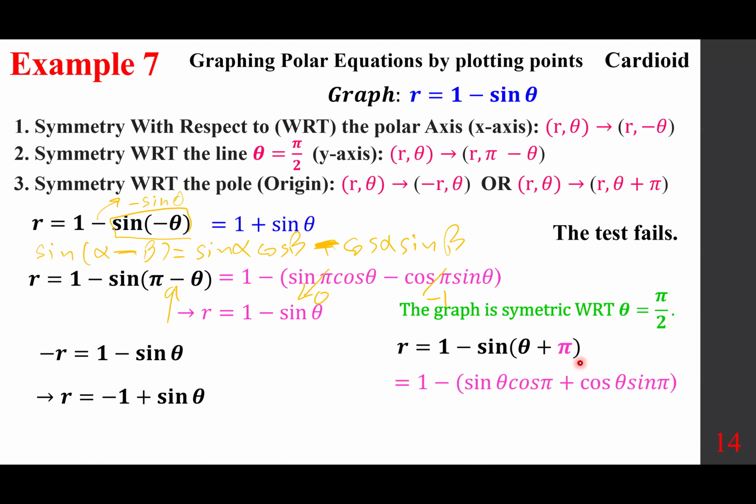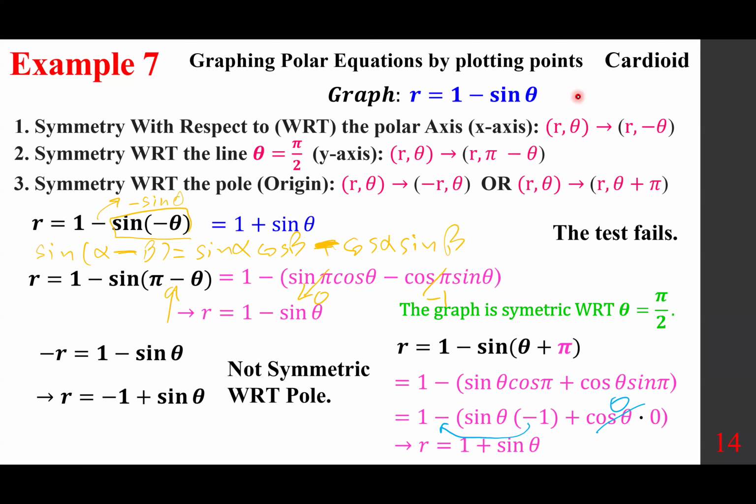And so we end up with cosine theta, cosine pi, it's negative 1 and sine pi is 0. And so this goes to 0. Negative and negative gives us positive 1 plus sine theta. And as you can see, is this identical to the original one? No, it's not symmetric with respect to the pole, that fails. So we have this symmetry only.